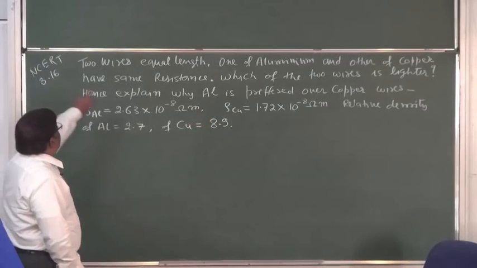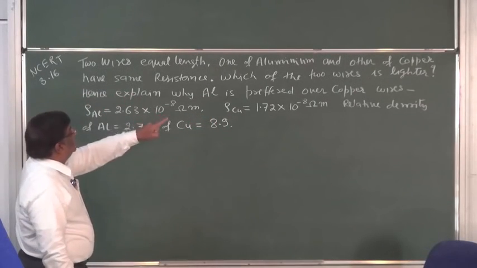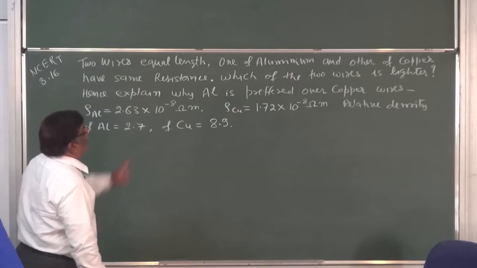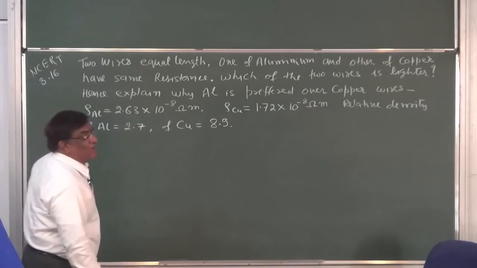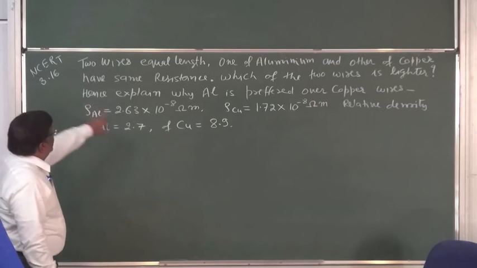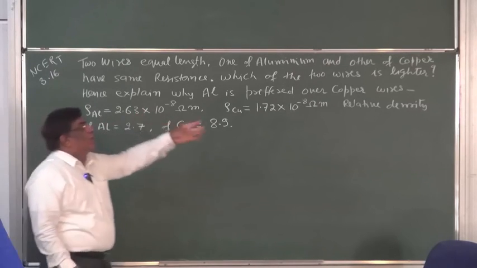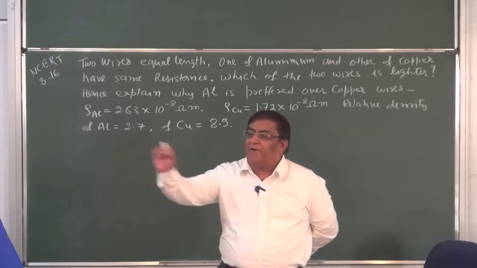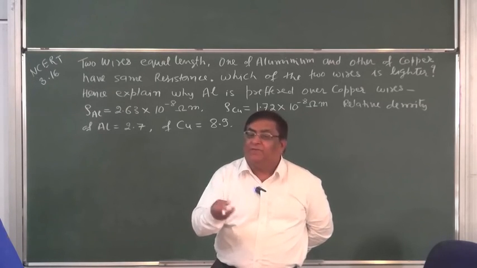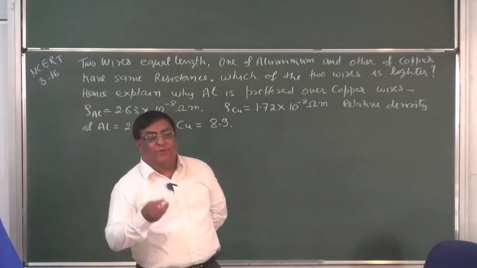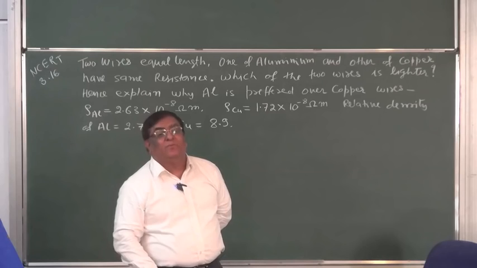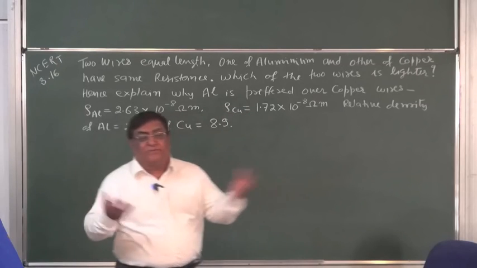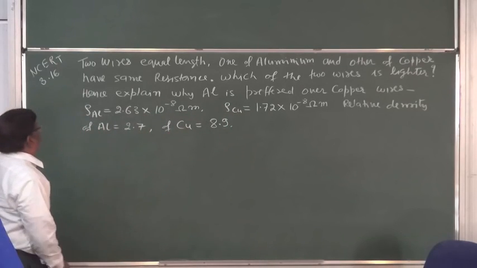So, 2 wires of equal length, one aluminium and other copper, have the same resistance. दोनों का resistance R same है. Which of the 2 wires is lighter? Lighter means by mass, which is lighter. Hence explain why aluminium is preferred over copper wires. दोनों का मास निकालेंगे और फिर हम डिसाइड करेंगे कि हमें पावर केबल के लिए किसको परचेज करना चाहिए, whether it is copper or aluminium. We know copper is very costly and aluminium is very cheap compared to copper, but we don't know how much aluminium we have to consume, so we will find out by this.